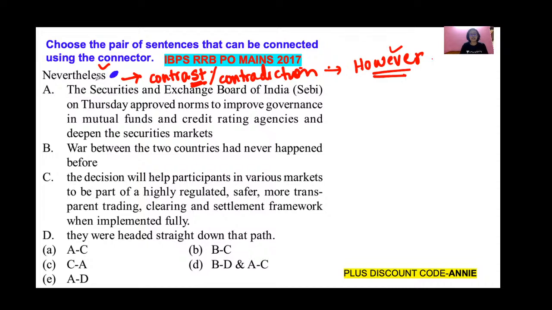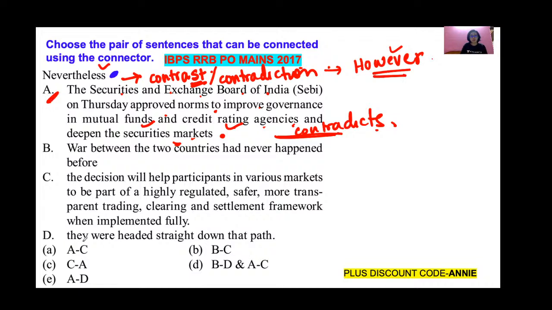Okay, let's see. The Securities and Exchange Board of India (SEBI) on Thursday approved norms to improve governance in mutual funds and credit rating agencies and deepen the securities market. So SEBI on Thursday approved norms to improve governance in mutual funds and credit rating agencies and deepen the securities market. After that, you have to select a sentence that contradicts this A.